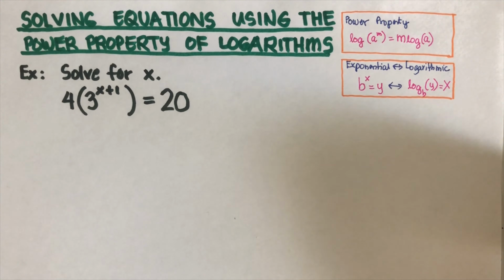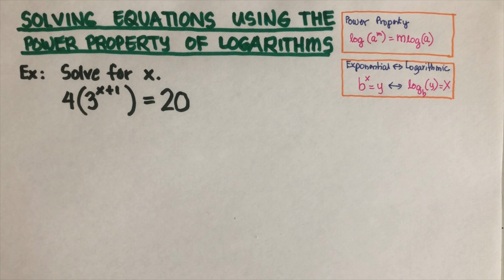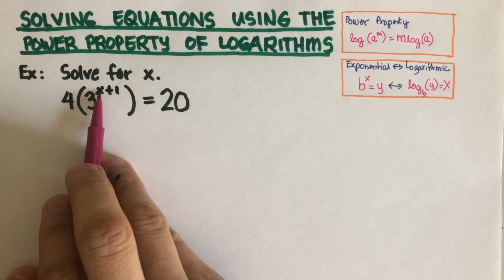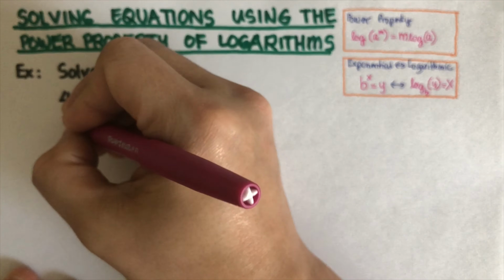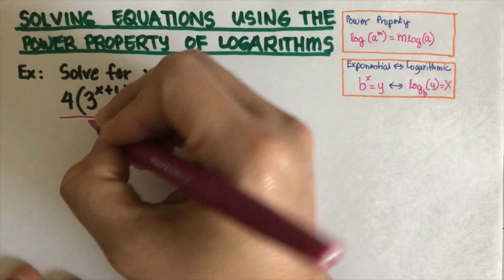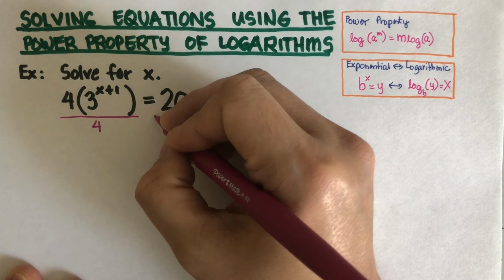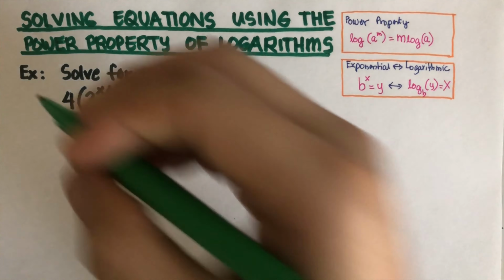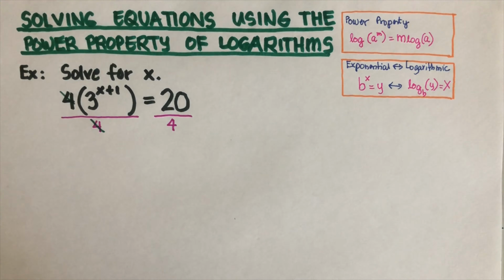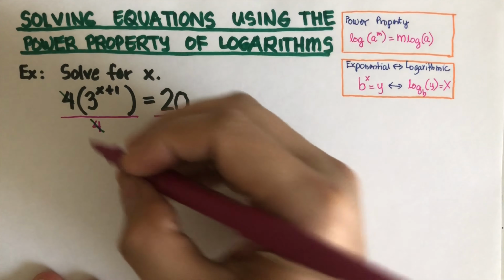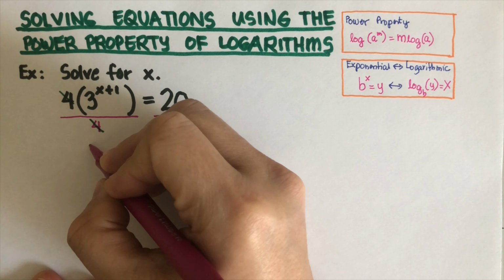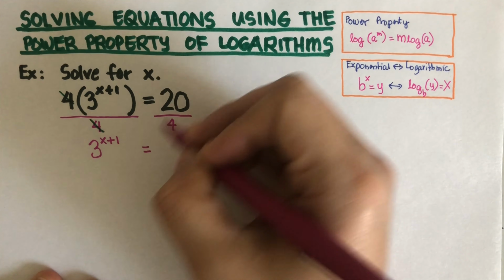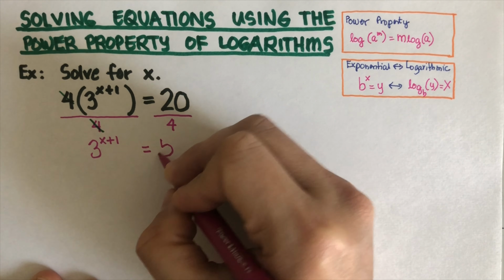The first step that we are going to do here is to divide both sides by 4. Our target is to solve for x. What is that exponent over there? So we divide both sides by 4. I'm going to divide this by 4 here, and this by 4. Then we can cross out the 4 and the 4 right here. So I am left with 3 to the power x plus 1 equals 20 divided by 4, which is 5.